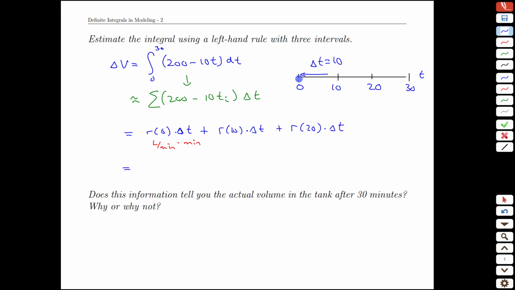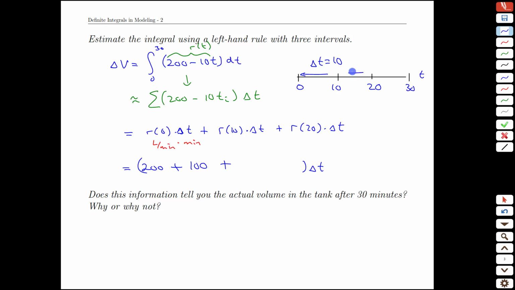And then we can fill in the values. Our rate function is just this part here, r of t. So literally we say, hey, what was the rate of flow at time 0? Well, it was 200 minus 0. That was 200. I'm going to take this delta t and move it to the end, so we don't have to keep multiplying by it. And we'll just have the rate values inside these parentheses. What was the rate after 10 minutes? Well, it's 200 minus 10 times 10, that's 100, so 200 minus 100 is still positive 100.